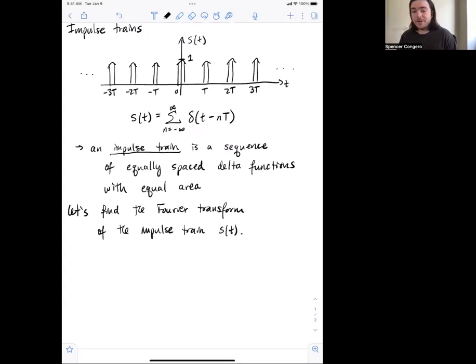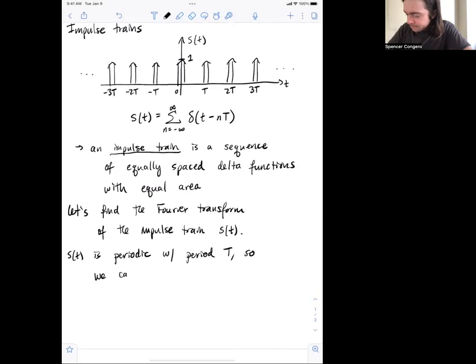Well, we can see that it's periodic, right? S of t is a periodic function. And so what we can do is find its Fourier series and then take the Fourier transform of that Fourier series, as we saw in a previous video. And then we'll get the Fourier transform of this impulse train. So I'm going to write that. S of t is periodic with period T, so we can write its Fourier series.